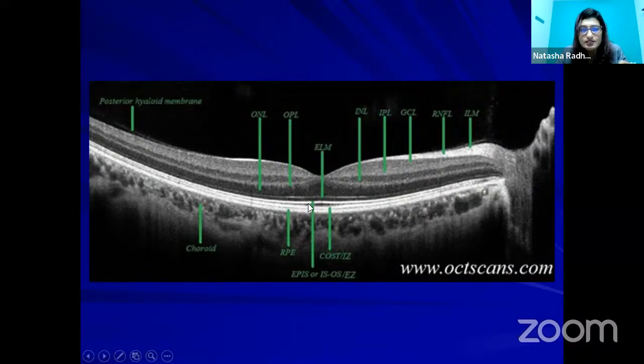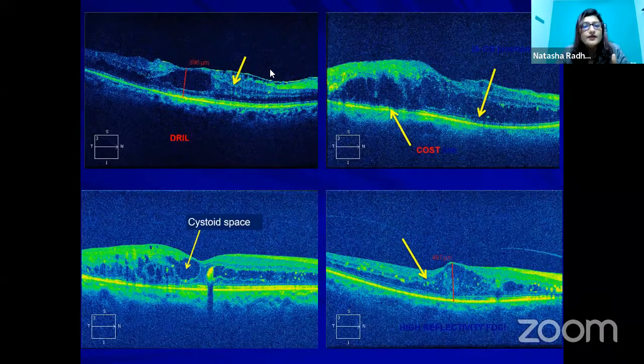The ISOS junction is here, just below your external limiting membrane, and even below that is your cone outer segment tip line. This COST line is now supposed to be gaining more importance in prognostication than the ISOS junction. And these are our other findings.